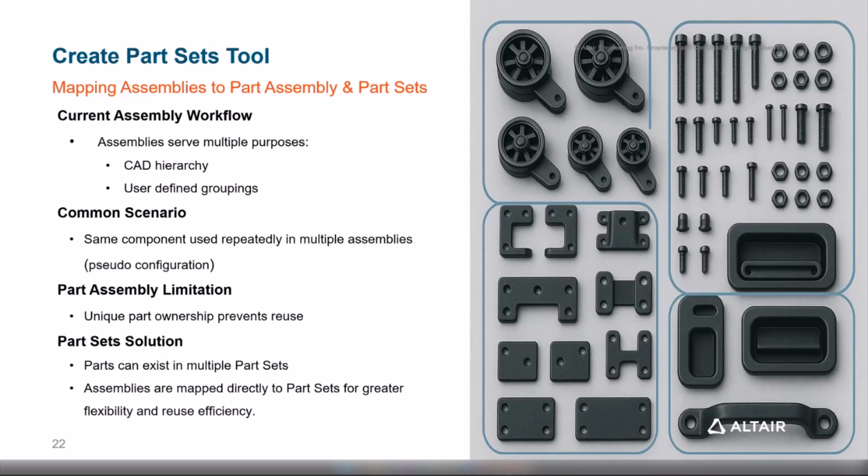The users can execute this tool either from the model browser by right-clicking on the assemblies folder, or from the assembly browser, again by right-clicking. Additionally, from the assembly browser, we provide the option to map the assemblies to part assemblies. This is suggested for capturing the CAD hierarchy, and create part sets for every other case. For solver decks, we also provide the option to run this tool during import.